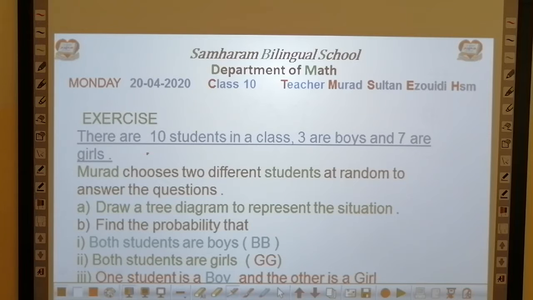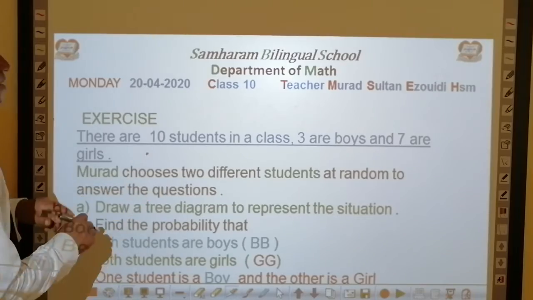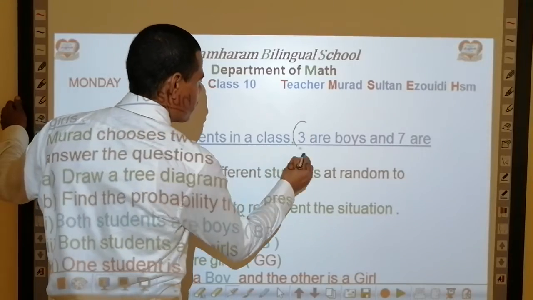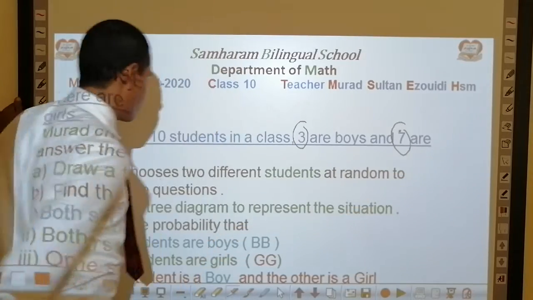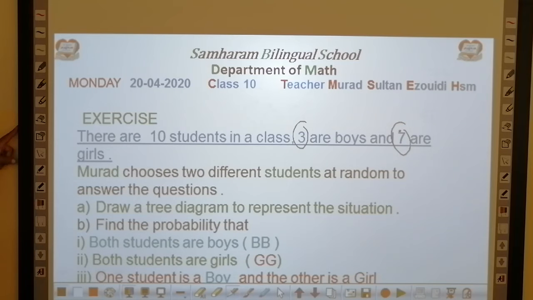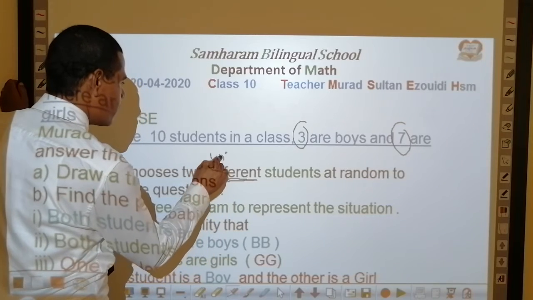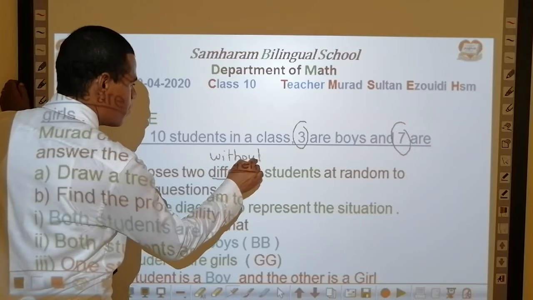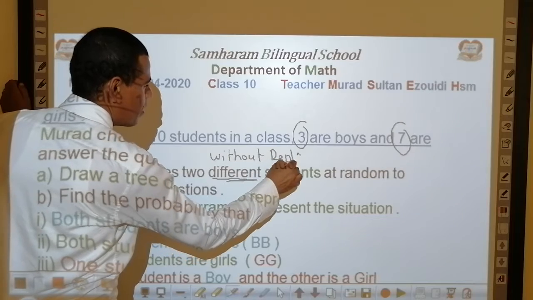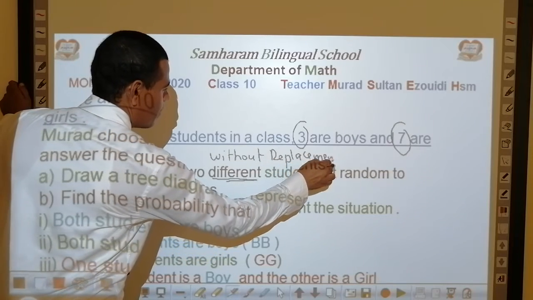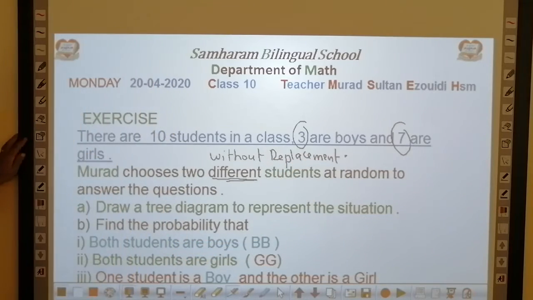Here we have Murad. There are 10 students in a class, 3 are boys and 7 are girls. Murad chooses 2 different students at random to answer this question. 2 different means without replacement. Be careful, my kids. Draw a tree diagram. We'll draw it.